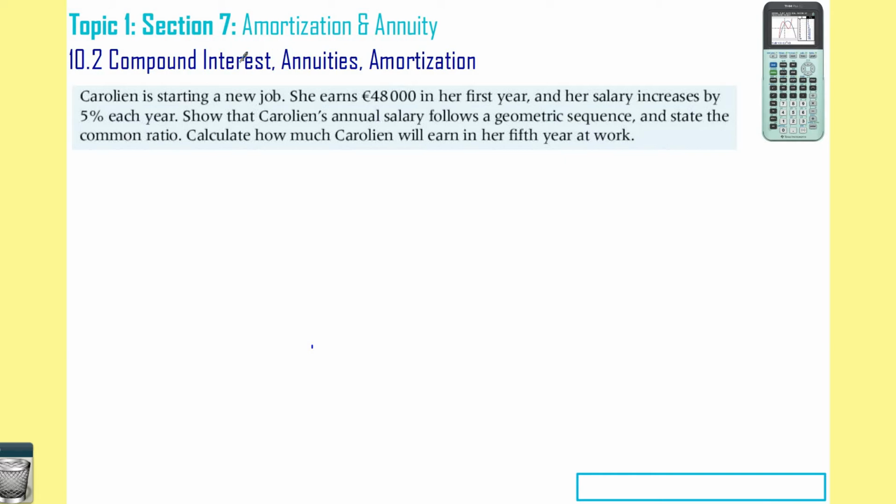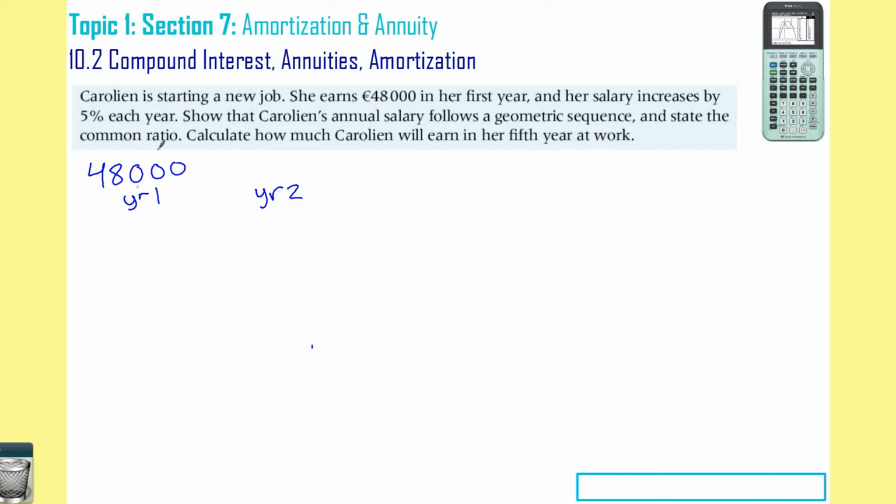So, Carolyn is starting a new job. She earns $48,000 in her first year and increases 5% each year. Okay, just a flat 5% every year. So it follows a geometric series. What we do is the first year is 48,000. That's in the first year. In her second year, she's going to make 5% more of that.